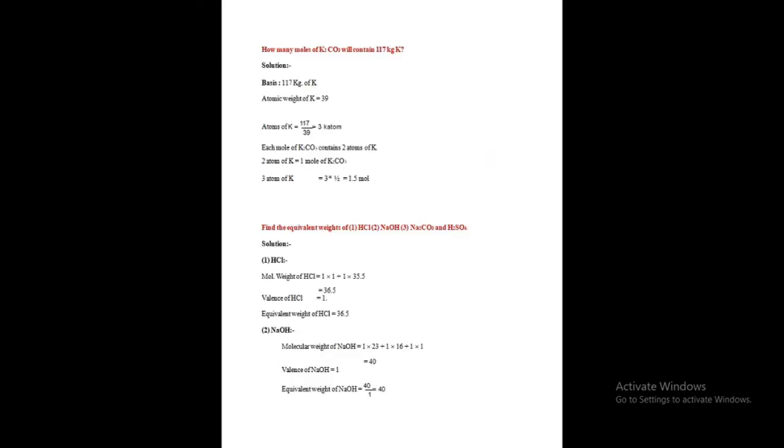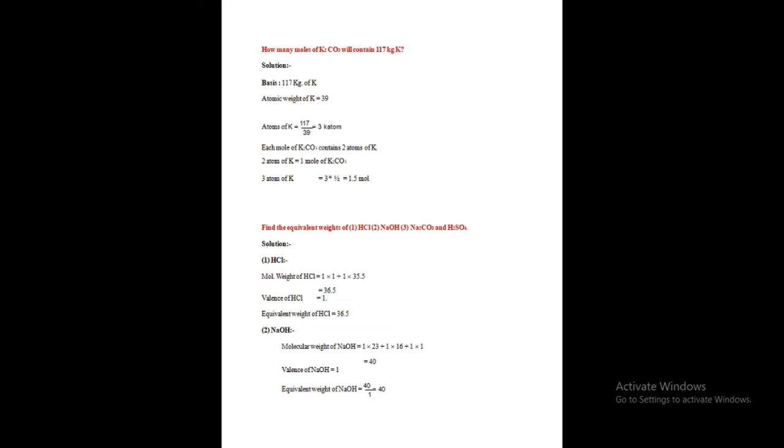Hello students, we are going to discuss methods of expression, composition of mixture and solution. First problem: how many moles of K2CO3 will contain 117 kg of potassium?